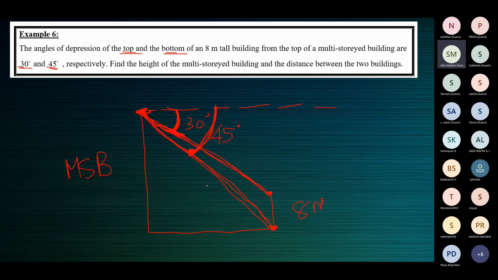Now we are going to convert these to angle of elevation. So we are going to join this line, we are going to join this like this. We get a rectangle, so we can use the properties like opposite sides are equal and all that.